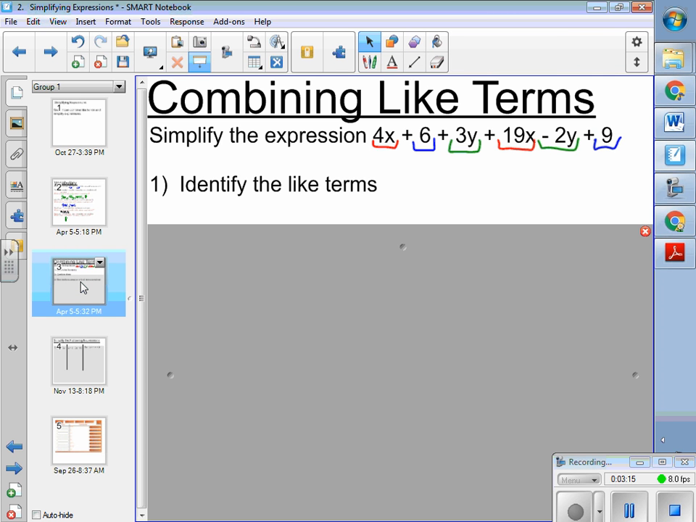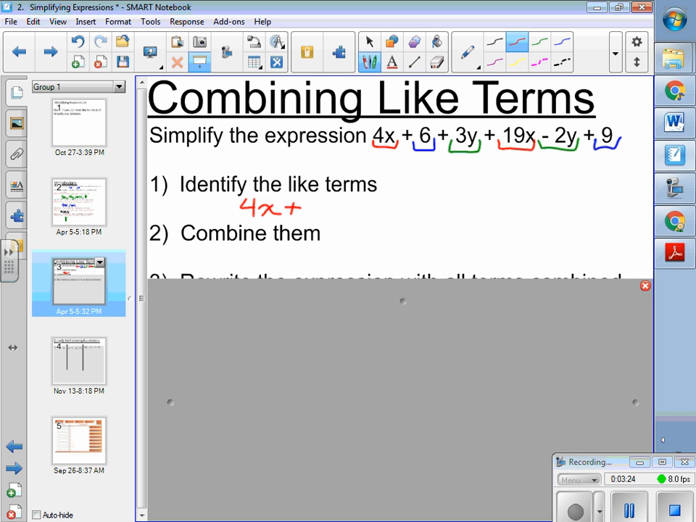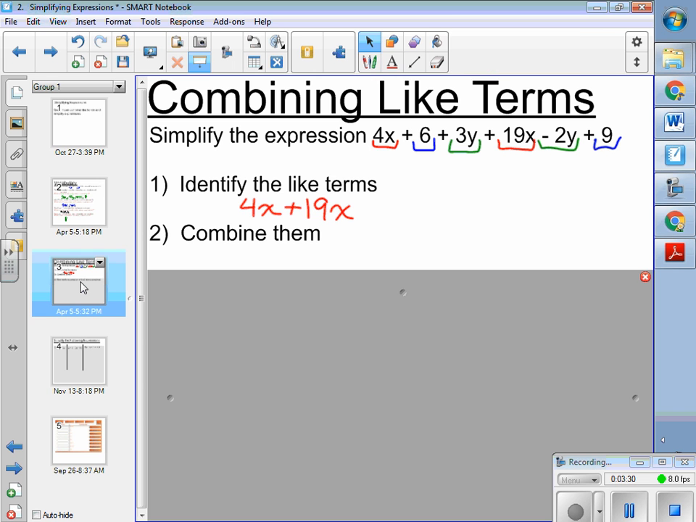Okay? So if we're identifying, we've got 4x. Okay, so we'll write them together. 4x plus 19x plus 3y. Especially when we're starting out, I like to write them together, just so we get in the habit of seeing them.